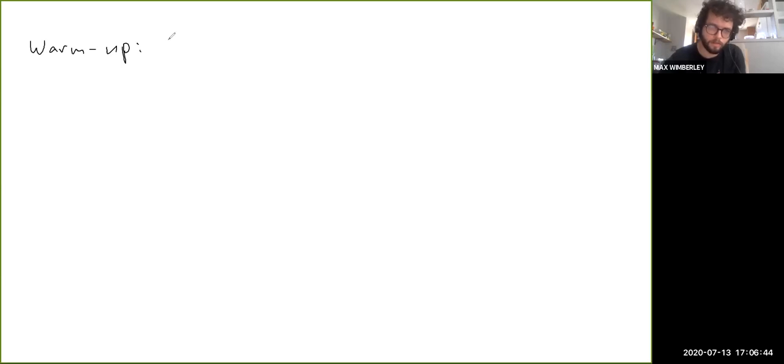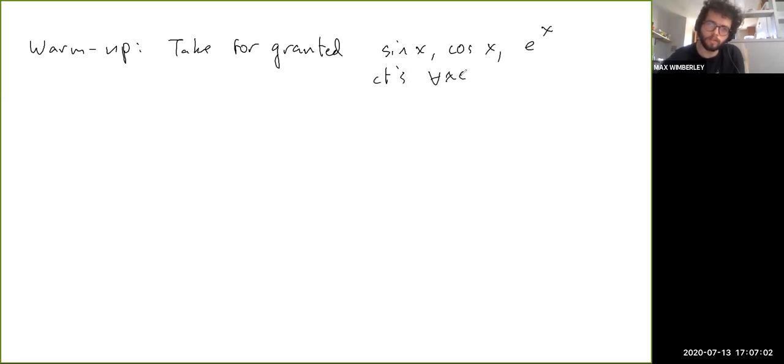Let's see. So take for granted that sine of x, cosine of x, and e to the x are continuous for all x, and log of x, x to the p are continuous for all x greater than 0 and for all p.